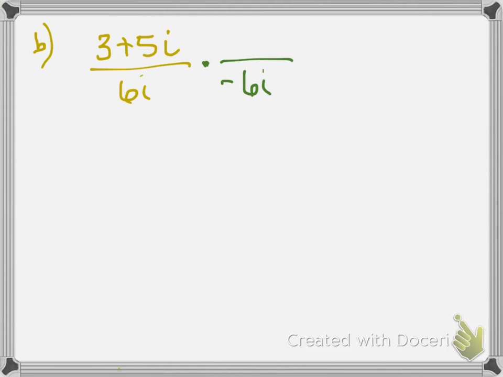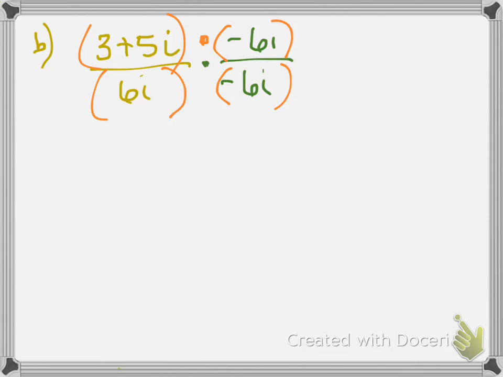says, nope, no parentheses, 3 plus 5i divided by 6i. So even though the bottom is not a complex number, it's just imaginary, I'm still going to multiply by the conjugate. Remember, the conjugate is the opposite of the imaginary. So this imaginary is positive, so the opposite is negative. So multiply by negative 6i, top and bottom. So I'm going to put these in parentheses, and now I multiply.